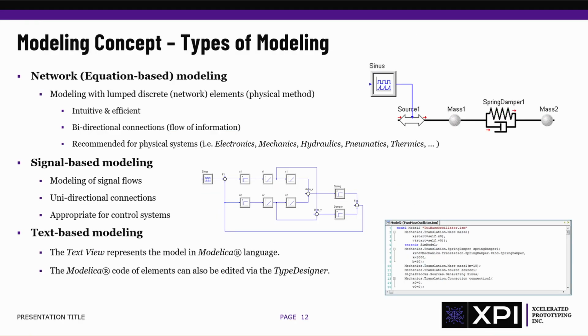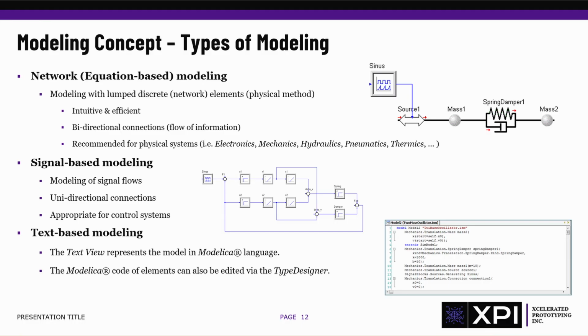Within SimulationX, we have three types of modeling. The one we've described so far is network or equation-based modeling for the physics calculations. And this uses bidirectional connections or bidirectional flow of information. And in general, equation-based models look like the schematic diagram that you would see in a physics textbook.